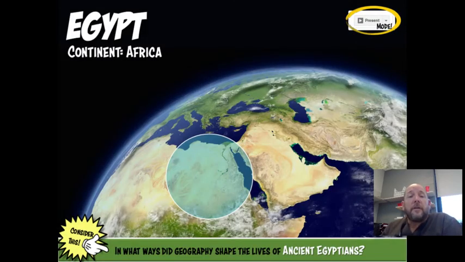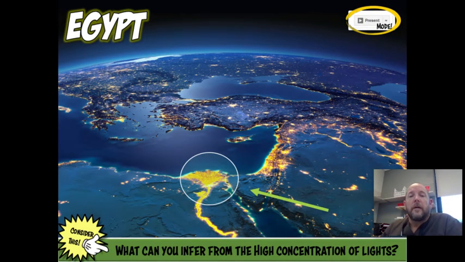We are in the continent of Africa, bordering the Mediterranean Sea and the Red Sea. Okay, consider this. What can you infer from the high concentration of lights? Well, if this is nighttime and people have their lights turned on, we could infer or we could assume that that's where everyone lives.